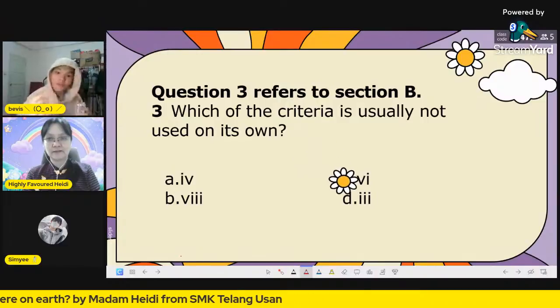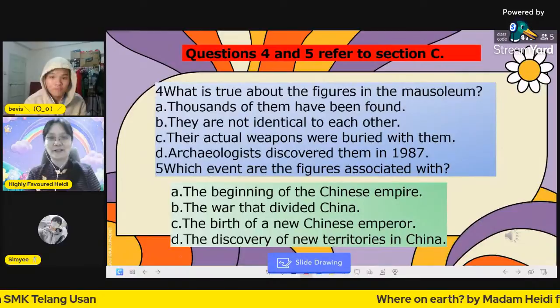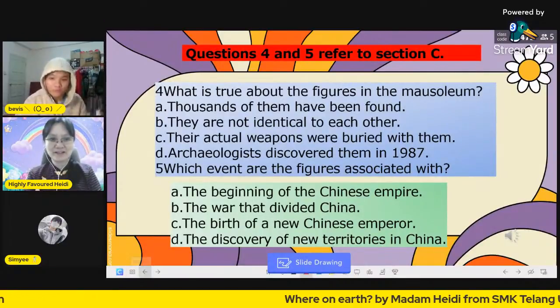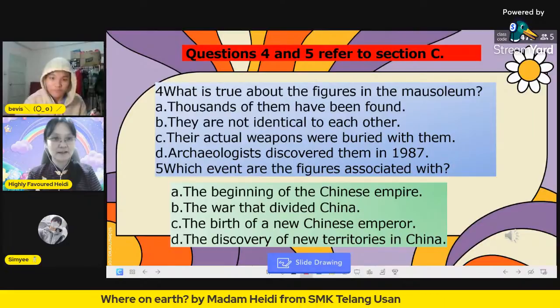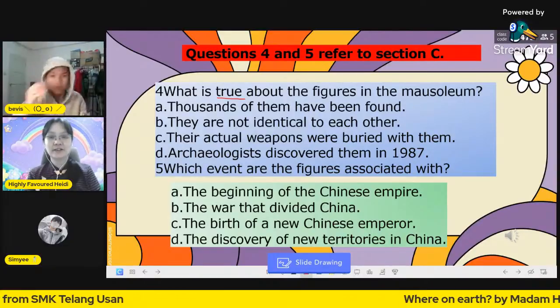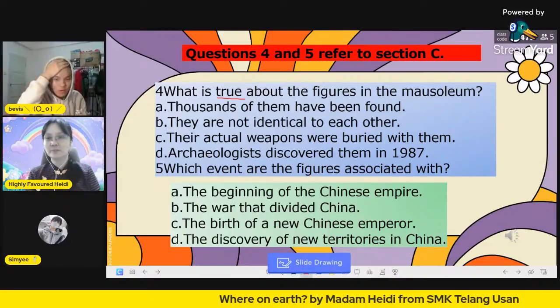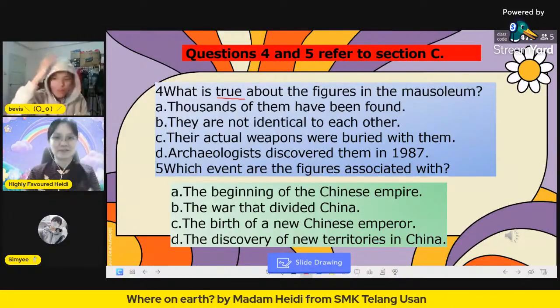Okay, yes, I see. Okay, now I have to be careful when I move. All right, so this one will be the next one. Okay, this part, what is true about the figure in the mausoleum? Okay, this is the terracotta. If you have been to China, if you have visited this terracotta, I think you can understand better.